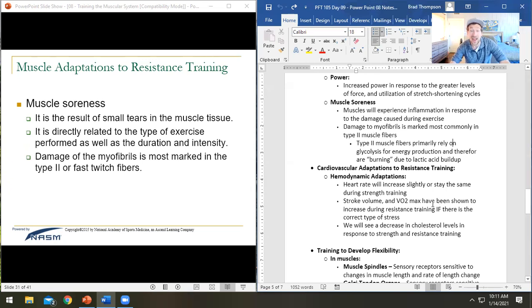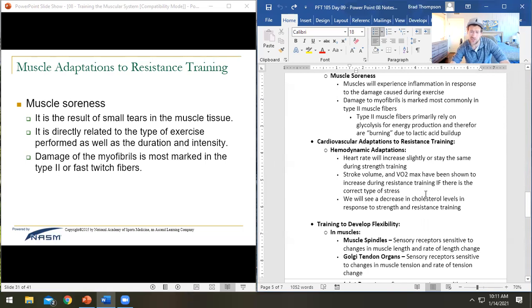Now, all this training, whether it's explosive or stabilization or whatever, it's going to make you sore. Muscles will experience inflammation in response to the damage of exercise, right? And whenever we damage those muscle cells, most of the cellular damage that we see is happening in your type 2 muscle fibers. It's pretty rare that we experience a lot of damage in our type 1 fibers, because remember, your type 1 fibers are those endurance fibers. So they're repairing themselves really quickly. They've got a lot of blood flow, so they don't get sore quite as easily.